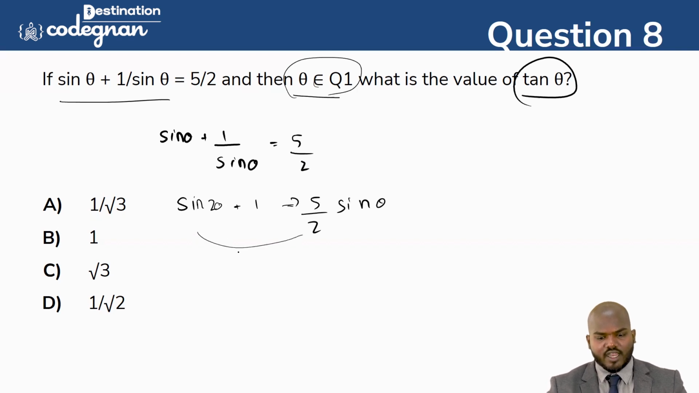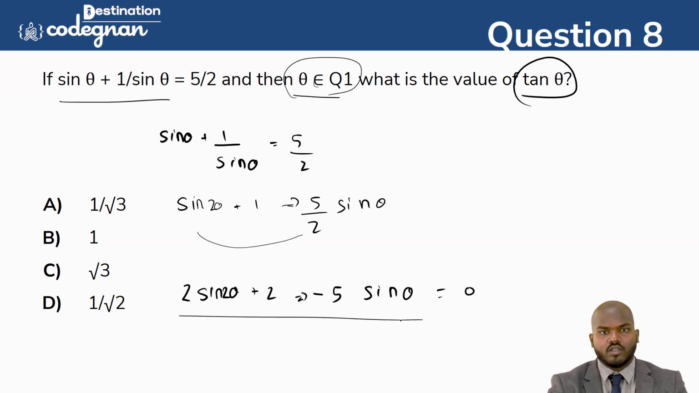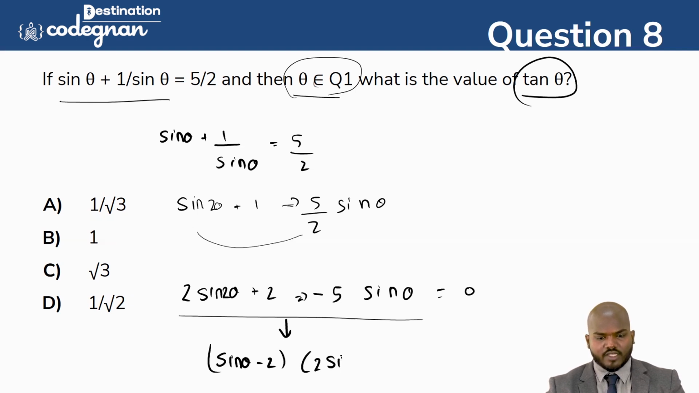So again, if it comes to this side, guys, it will be 2 sine squared theta plus 2, is equal to, not plus, take it this side. If you take this side, it will be 5 sine theta, is equal to 0. So it is like a quadratic equation now. You just want to find the value with respect to the quadratic equation. If you find it, this will give you sine theta minus 2 over 2 sine theta minus 1 is equal to 0.